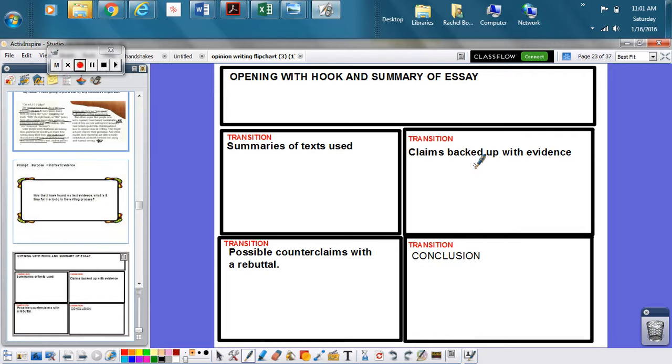And now, in our third paragraph, how we're going to set it up for writing opinion is we're going to do some of our claims backed up with evidence. And then we're going to be putting possible counterclaims for the other side and giving a rebuttal so we get a chance to answer back in our writing. And then finally, we're going to conclude.